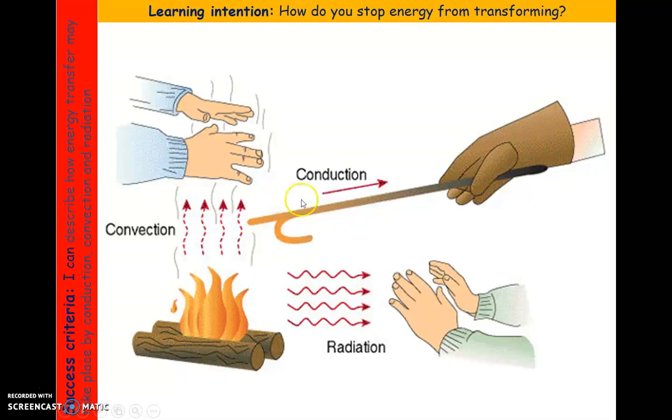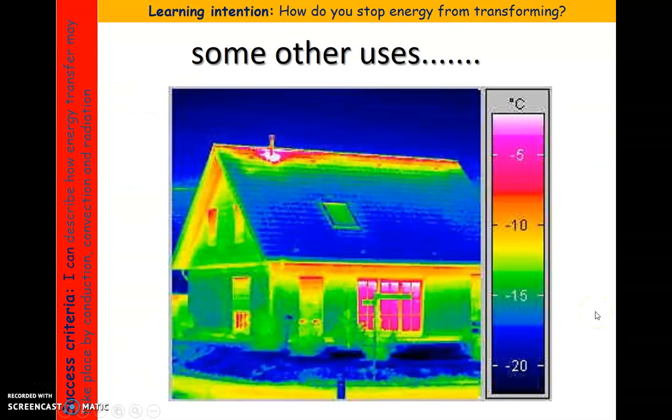So far we've covered conduction, and we should have on our board 3 facts about conduction and the keywords. We've covered convection, and we should have 3 facts about convection and the keywords on the board. So we're going to start looking at radiation now. And this is a good diagram to show us the difference between them.